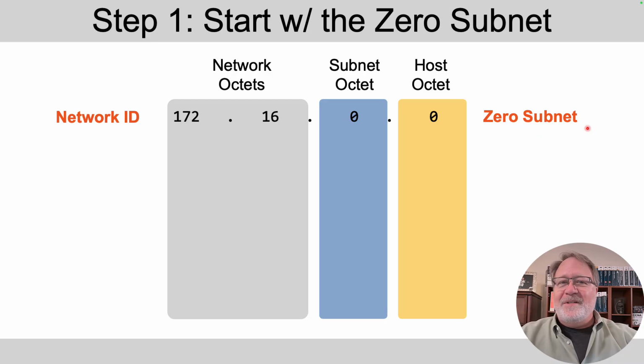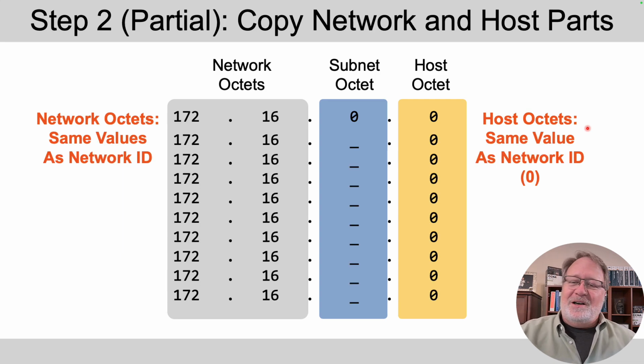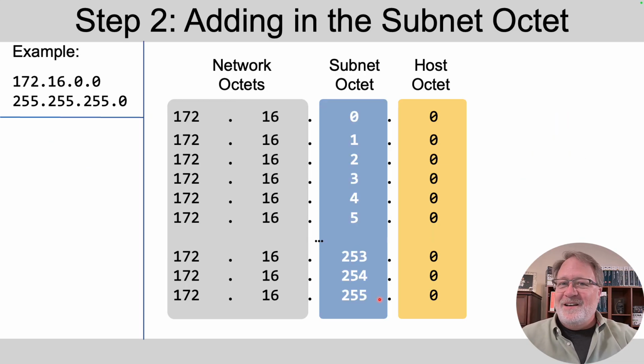Now, once you do that, you can go ahead and copy 3 of the 4 octets into your list, because the network octets are all going to be the same value as the original, and the host octets are all going to be the same value. The mystery then is, what values do you use in here in the subnet octet? So that's what we'll spend the next few minutes figuring out. Well, it turns out that we add 1 to each successive subnet ID in the subnet octet to get the next subnet ID. And we stop with this last value that's got a 255 in the subnet octet.